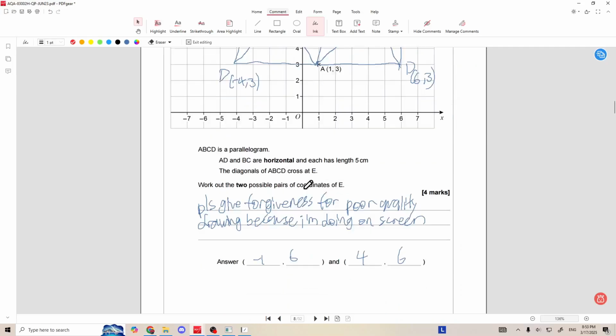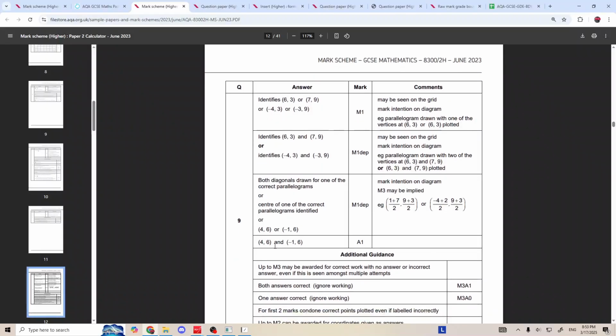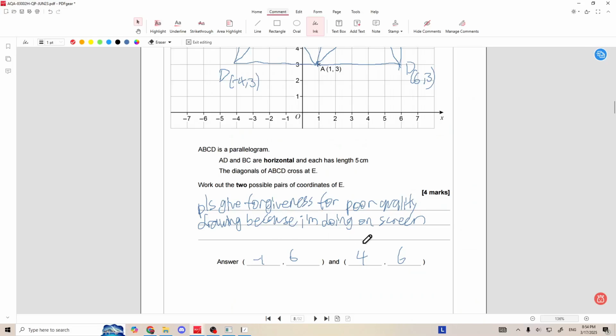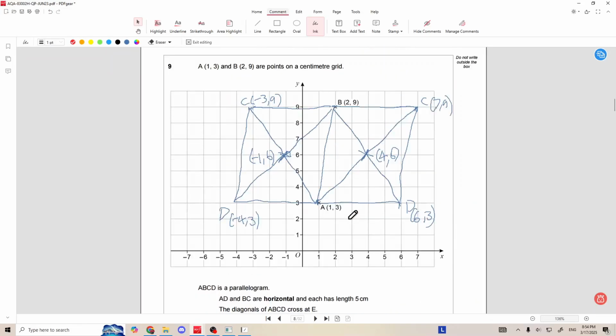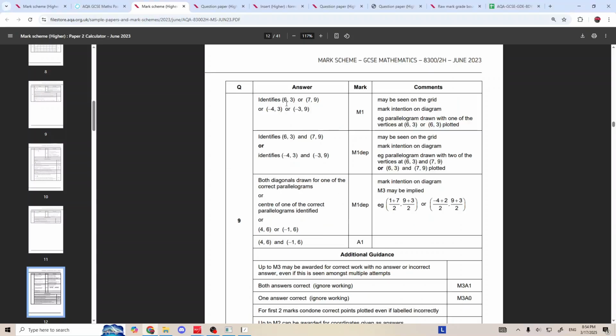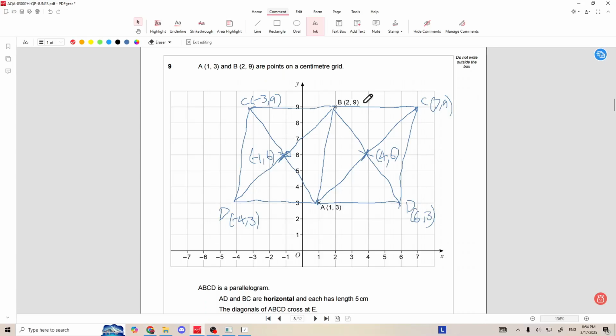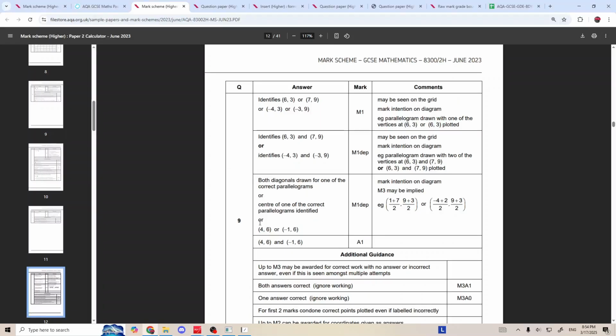Well, let me see if my answer was correct first. -1, 6, and 4, 6. Yeah, so I think I got a correct answer there. Does this fulfill the marking points? Identify 6, 3 or 7, 9 on negative 4, 3, 3, 9. I got all the corners basically, so I think that's 2 marks already.